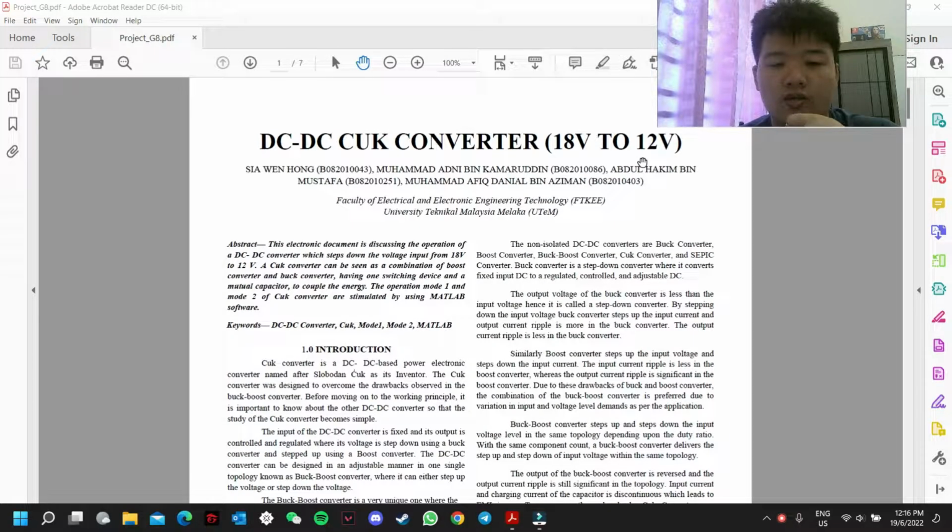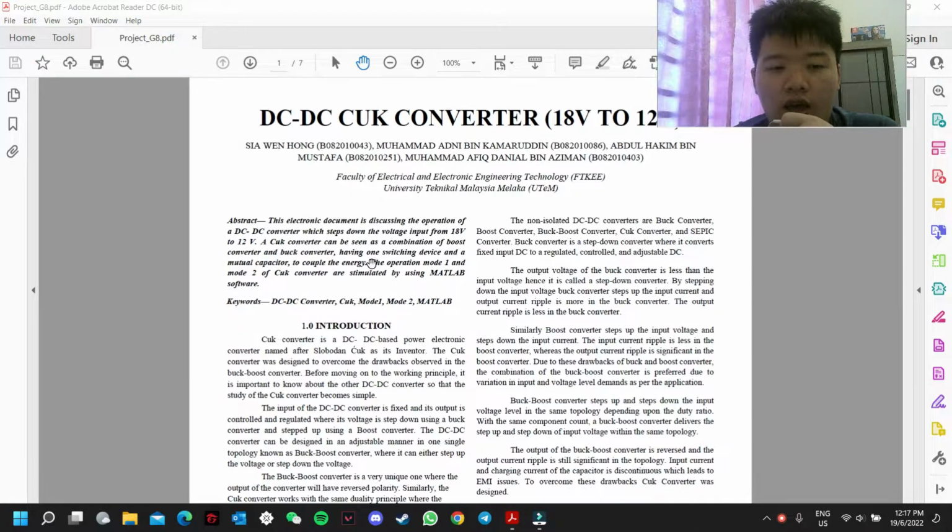Hello everyone. We are from group 8, and today we will present our control principle assignment, which is titled the DC-DC choke converter, and our topology for the converter is from 18 watt to 12 watt. My name is Xiaoben Hong, and my matric number is B0820100043. This electronic document discusses the operation of the DC-DC converter, which steps down the input voltage from 18 watt to 12 watt.